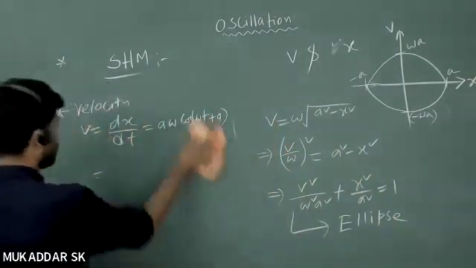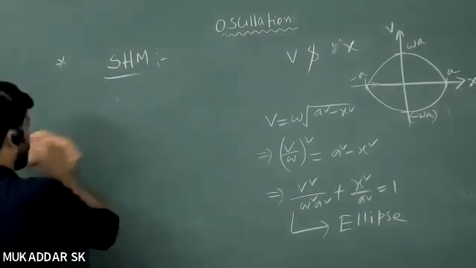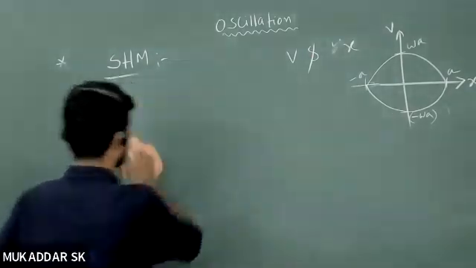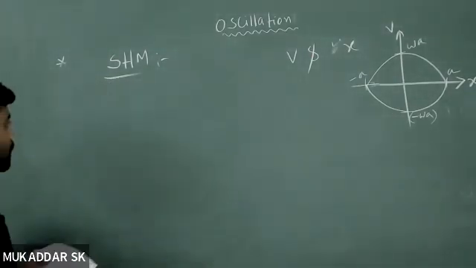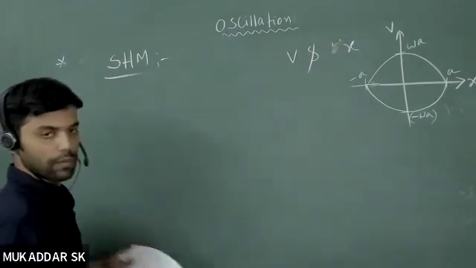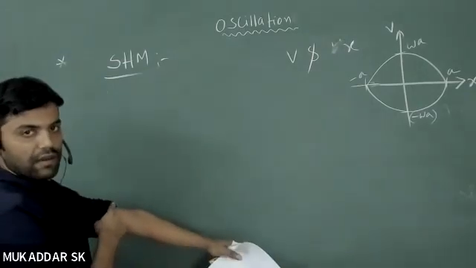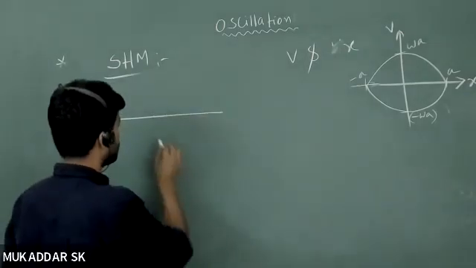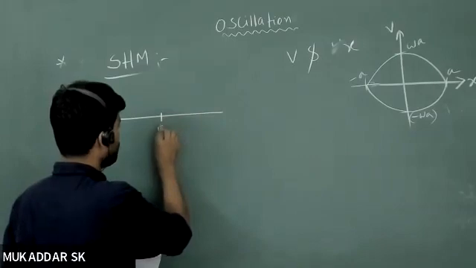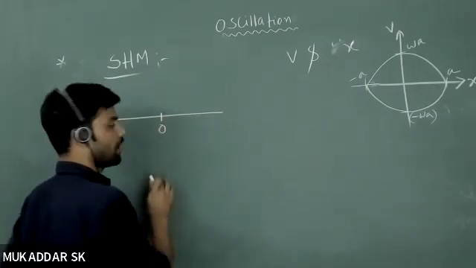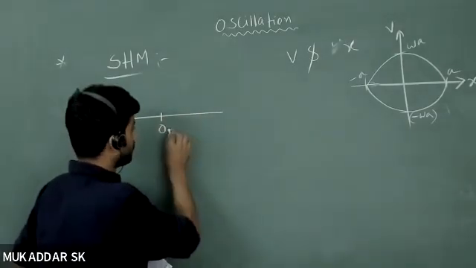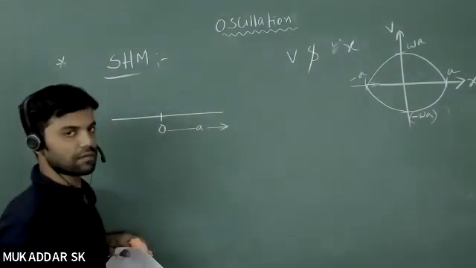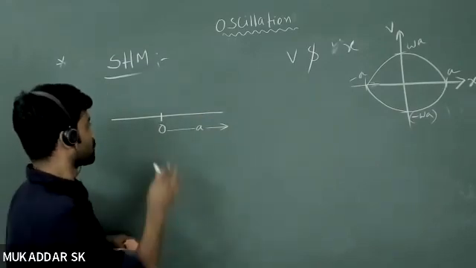Now you have three equations: acceleration, velocity, and also displacement. Now we'll see where the velocity will be maximum and where the acceleration will be maximum. So let us draw that complete diagram. Let us assume this is the mean position, and that position is at x equals 0. Let us take the amplitude of oscillation of SHM as A. Okay, so this is the mean position.